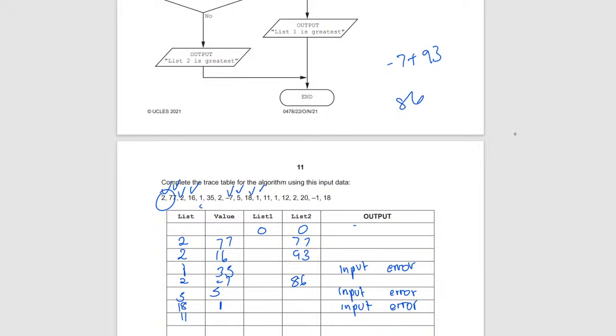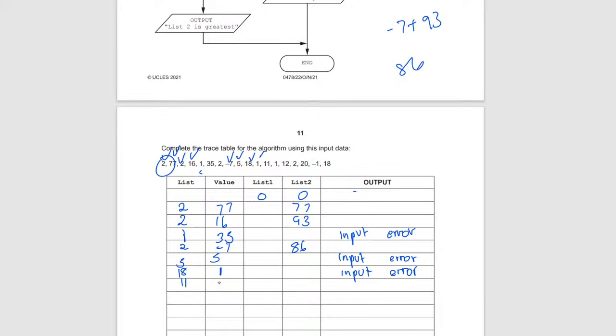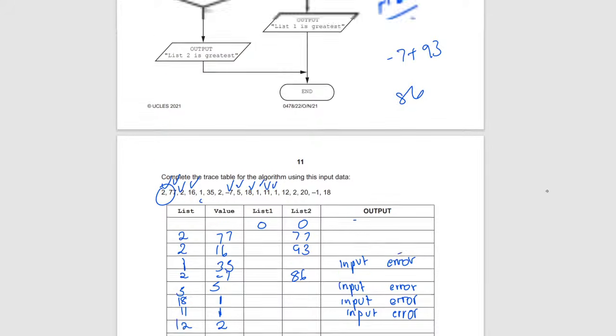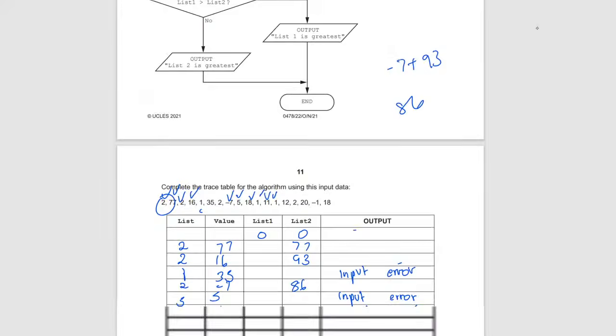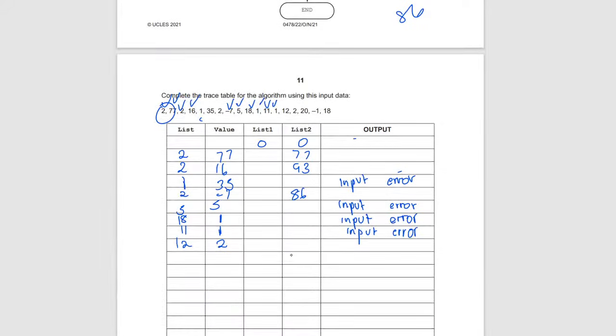Then this one is 11. And this one is 1 again. So again it will be an input error. So you can see how boring this thing is. So it's a boring pseudocode. But yeah. So 11, 1 done. And then here it's 12. Here it's 2. So here it will be 2 plus 86, isn't it? 2 plus 86 is 88. Okay, it will be 88.